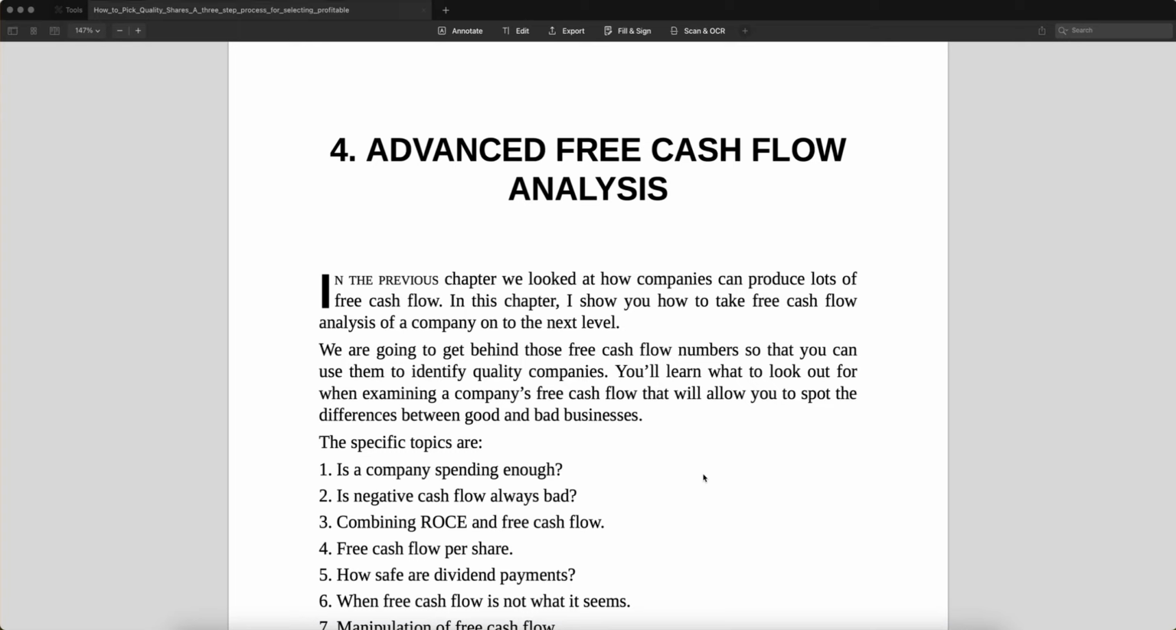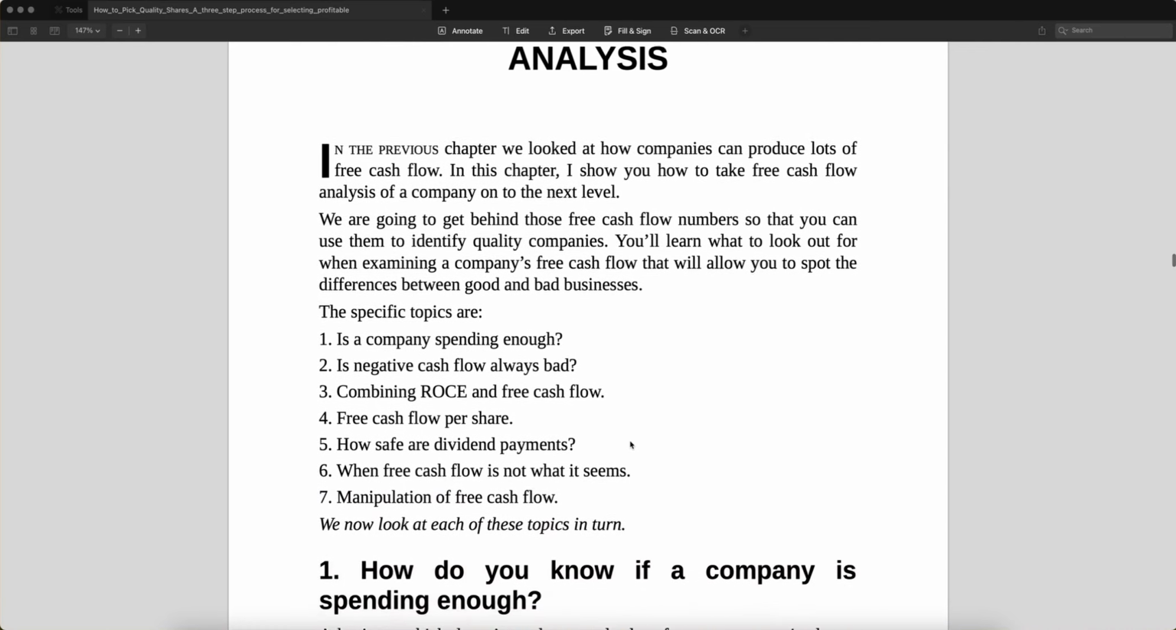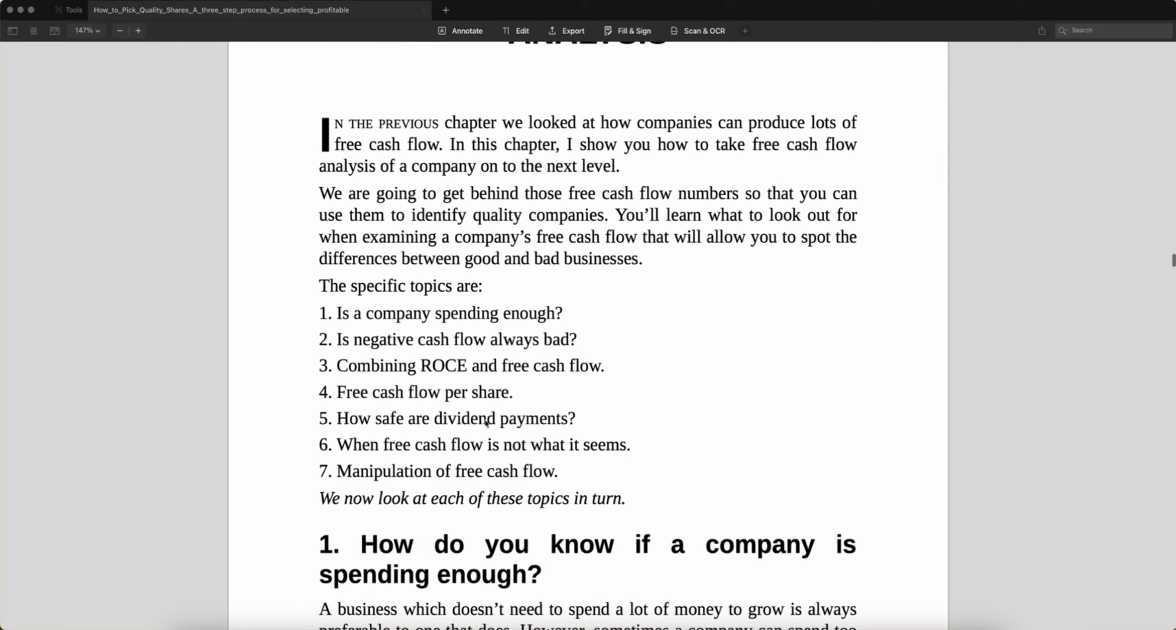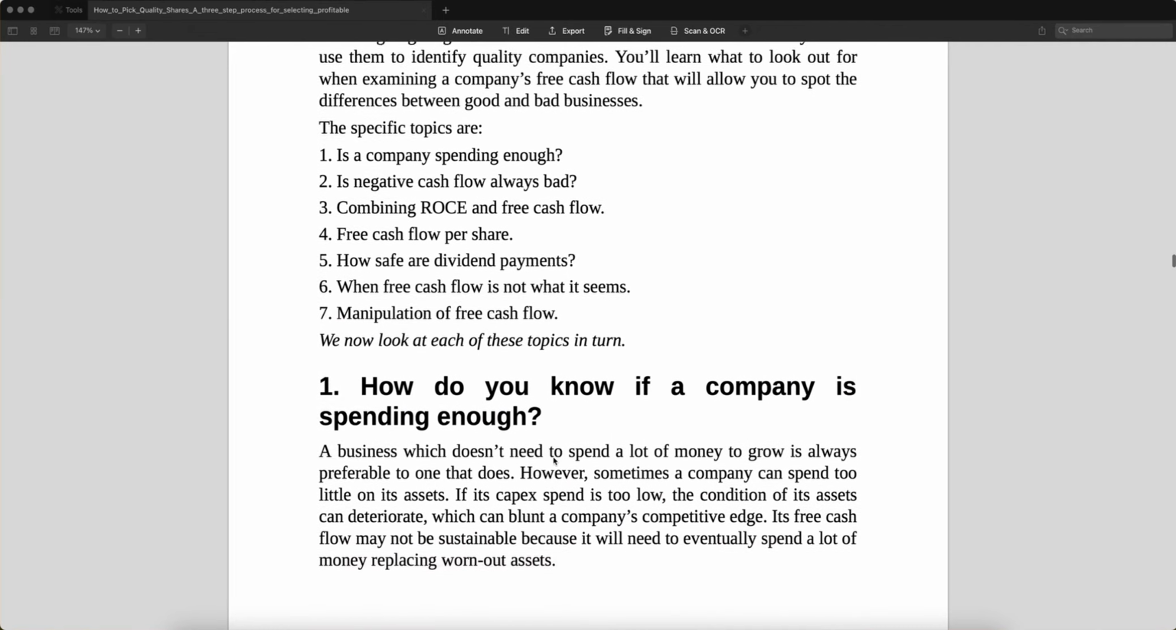Okay, now to the advanced free cash flows. What are the steps we are going to cover in this chapter? And this is the last chapter of part one, how to find quality companies. Then we go with the review. So, is the company spending enough? Is negative cash flow always bad? Combining ROCs with free cash flow per share, how safe are dividend payments? When cash flow is not what it seems, manipulation of free cash flows. So, good seven pointers to do.